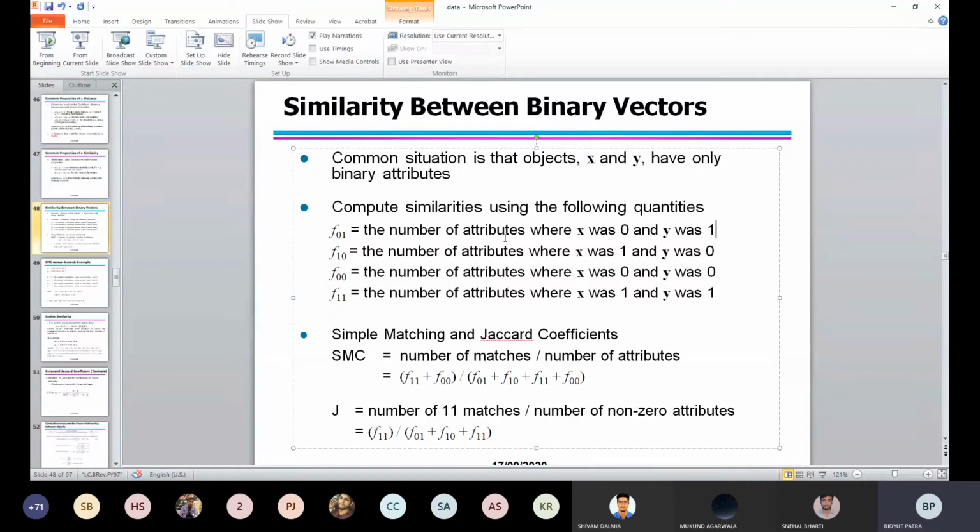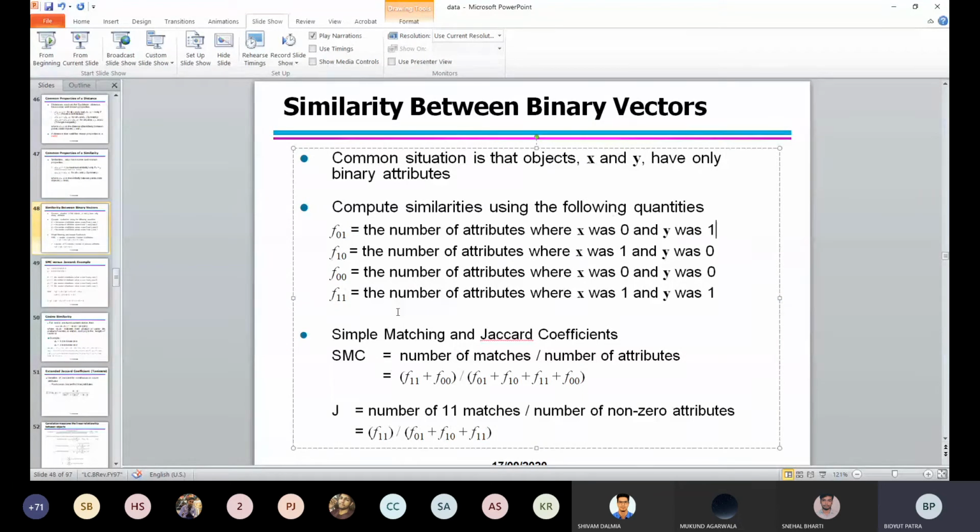So we are assuming that the considered objects have the same number of attributes. Now out of the same attributes, let's say you have 10 attributes. Out of the 10 attributes, you compare. f01 indicates the number of attributes where x is 0 and y is 1. Then f10 is the number of attributes where the first object has 1 and y has 0. Then f00 is the number of attributes where both have 0, 0, and f11 is the number of attributes where both have 1, 1.